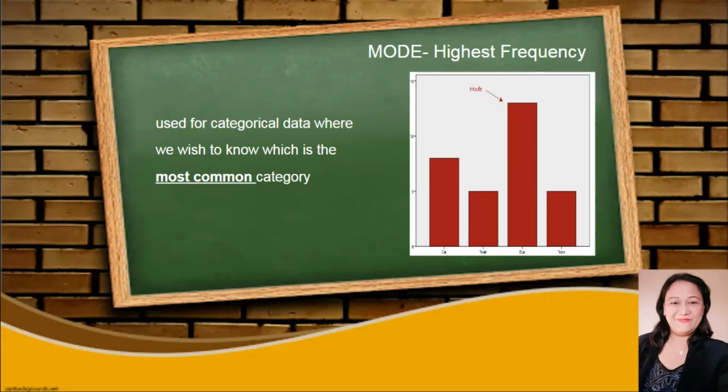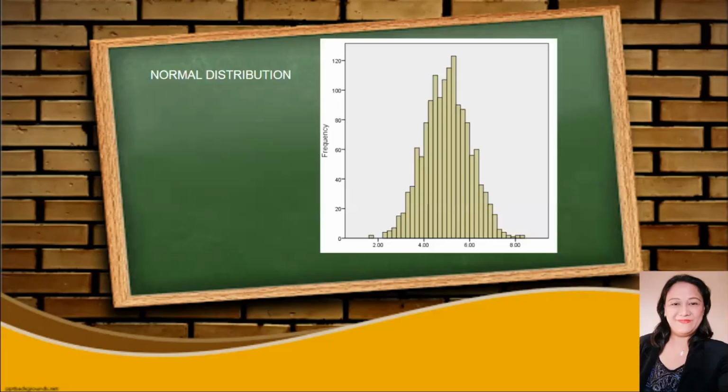So you don't even have to compute here. At just one glance, you would be able to see that most people or most respondents prefer the bus. Pinakamarami, pinakasikat, pinaka-common among the responses. That is your mode. All right. I think that one is very easy.